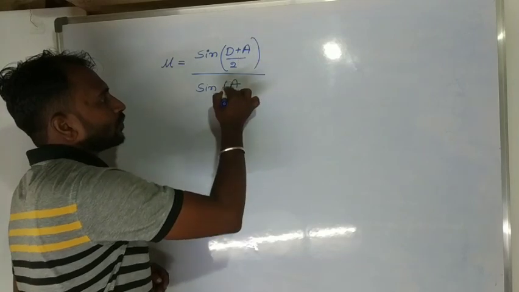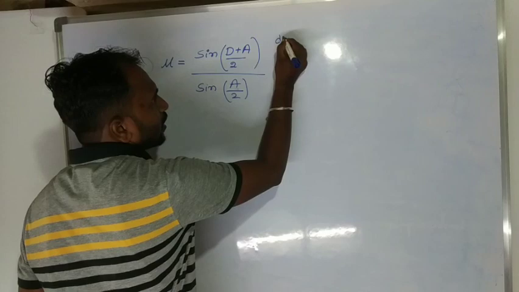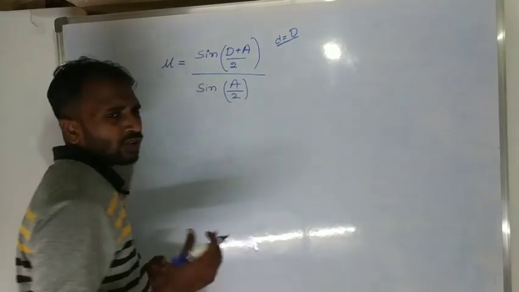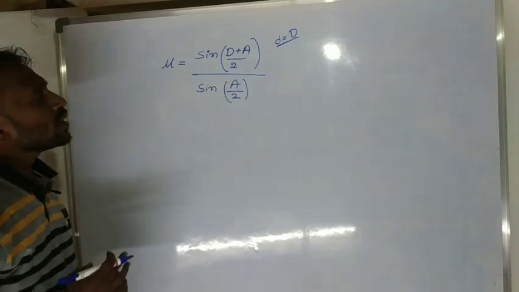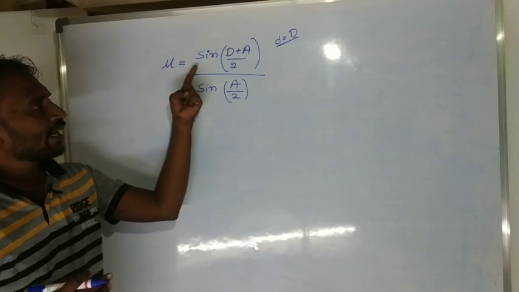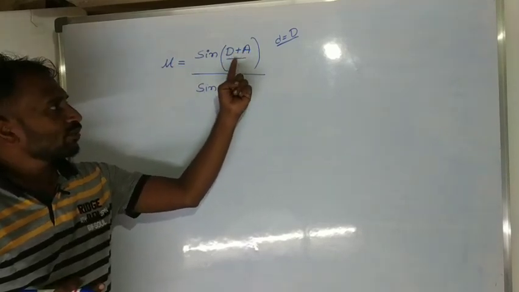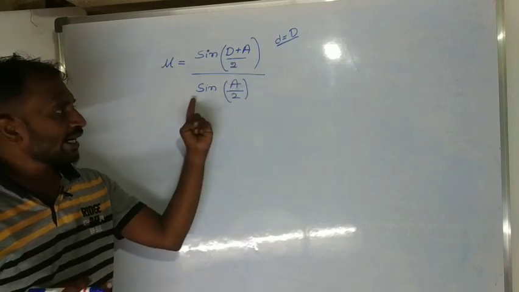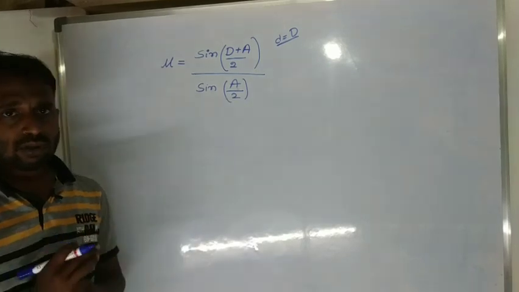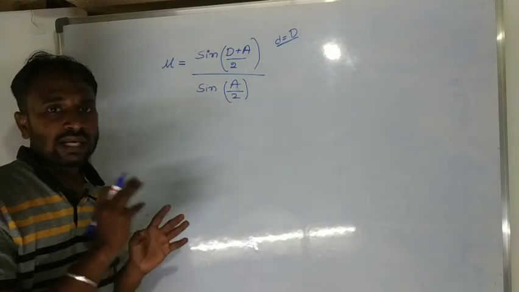In the derivation, D is the angle of deviation, the capital D. So the refractive index of the material of the prism is equal to sine of (angle of deviation plus angle of prism) divided by 2, whole divided by sine of the angle of prism divided by 2. This is the formula, and we already derived it.